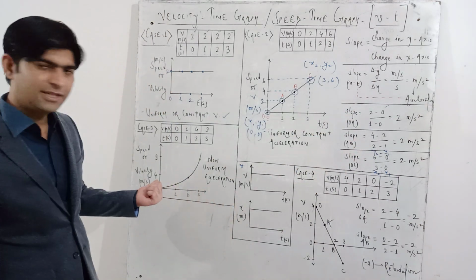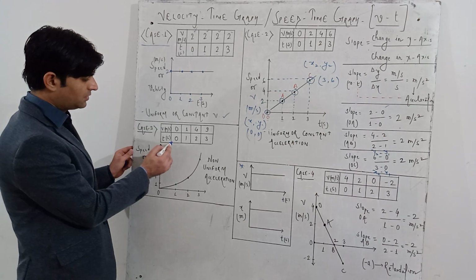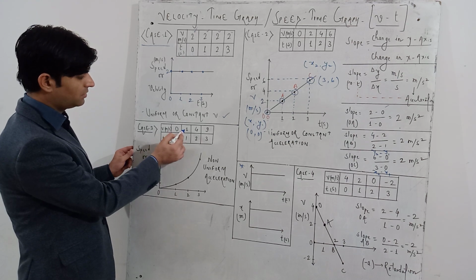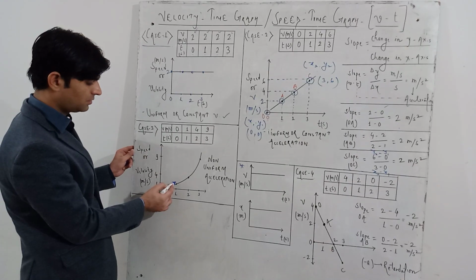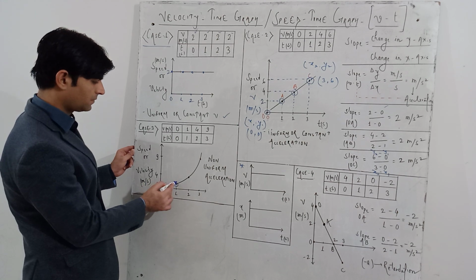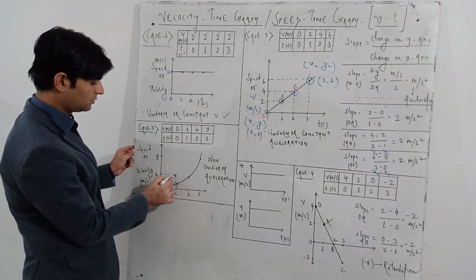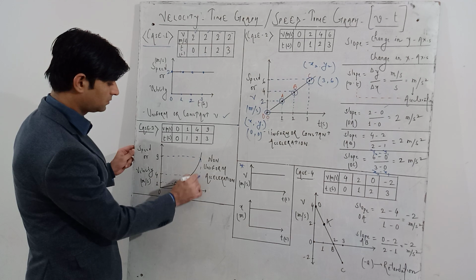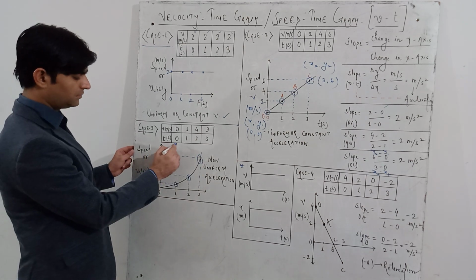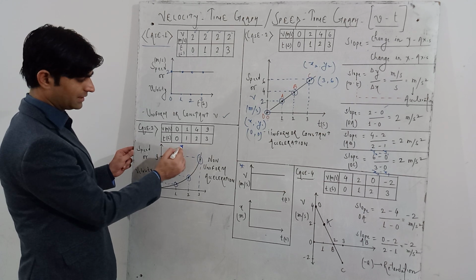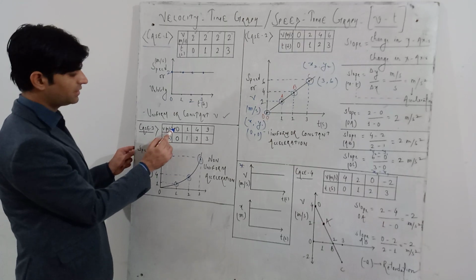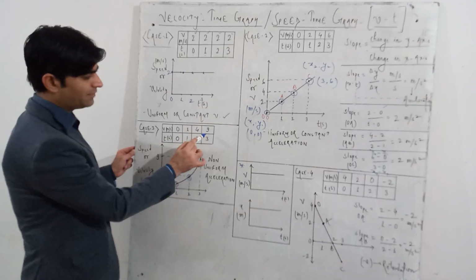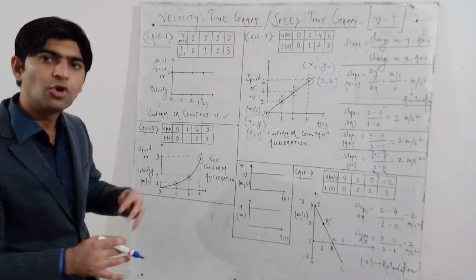Okay, coming to case 3. Here if you see, at 0 velocity or speed is 0, at 1 velocity or speed is 1 meter per second, at 2 it is 4, at 3 it is 9. If you see, the time interval is same, 1 second, 1 second, 1 second. But in case of velocity or speed, the difference is 3 meter per second and 5 meter per second. That means the velocity is increasing in a non-uniform way.